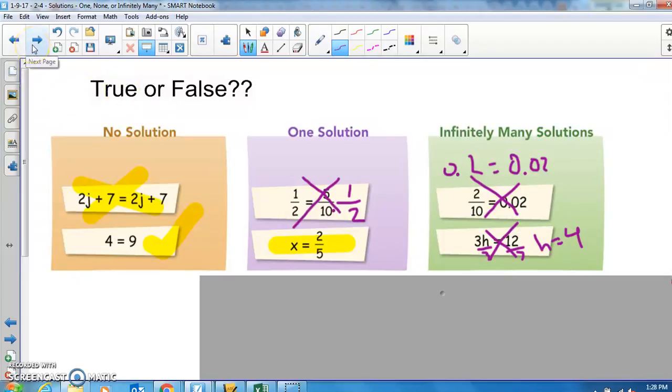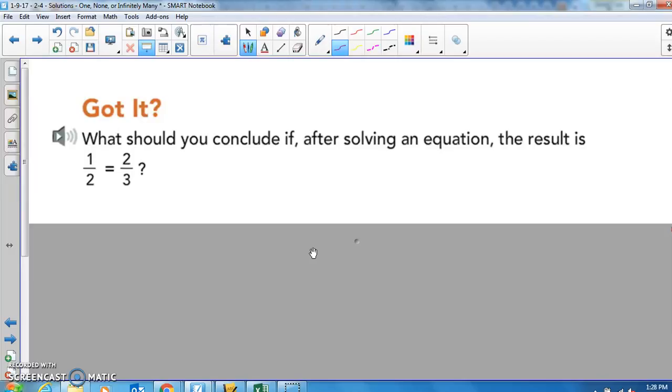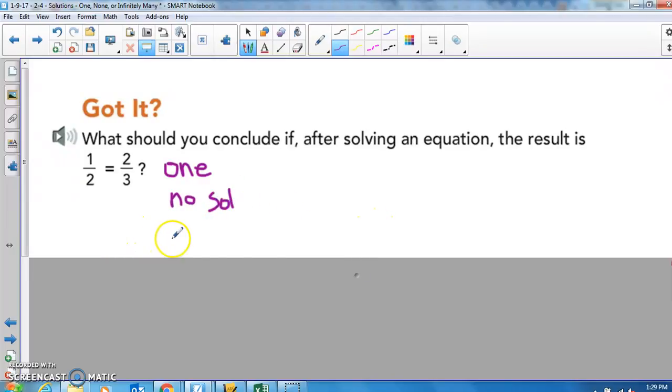All right, so what I want you to do now is I want you to try this one right here. Does 1/2 equal 2/3? Okay, if it does, I want you to write one solution. I want you to write no solution. Or I want you to write, and you can just abbreviate this, infinite number of solutions.